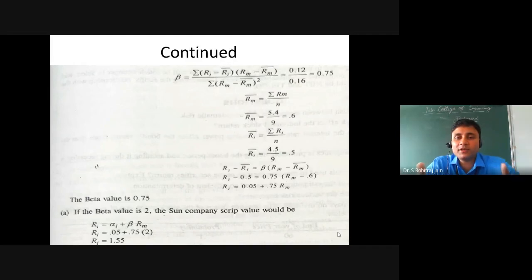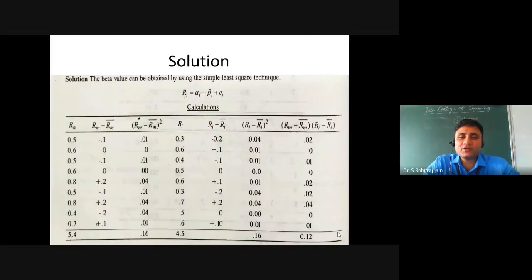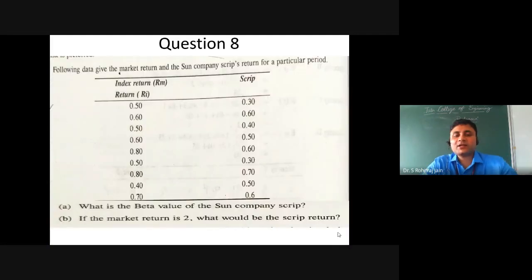This is a very important problem, students. Please understand. Then the B part in the question, what they have given. Please see the question over there. The first part, A part, we have solved. So what is the beta value of the stock? We got the beta value is 0.75. Then the B part: if the market return is 2, what would be the scrip return? I mentioned to you just now, symbolically market return is written as Rm is equal to 2.